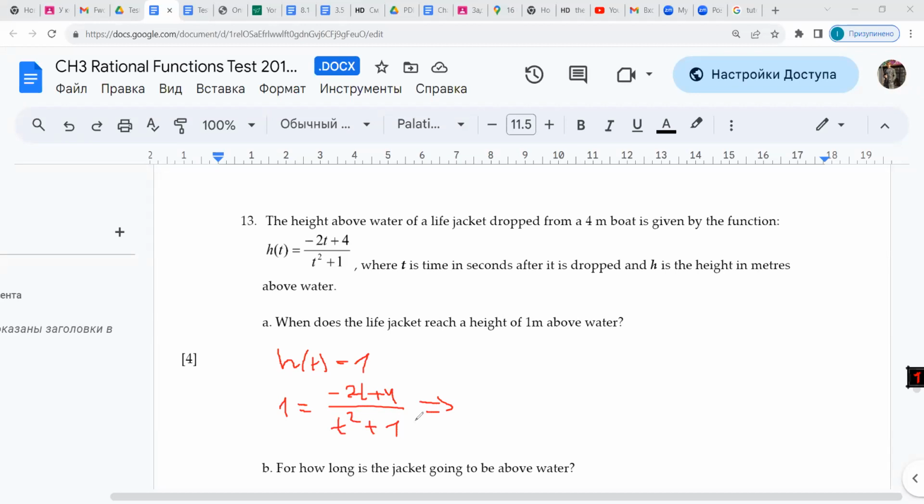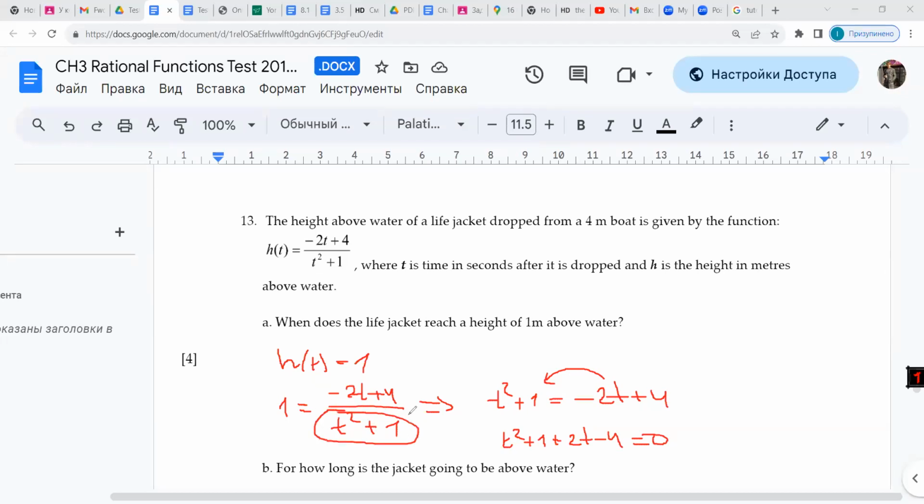The easiest way to solve it is like a normal quadratic equation. We should set one side equal to 0 first. What I would do is multiply the left and right hand sides by t squared plus 1 in order to get rid of the fraction. So I would have t squared plus 1 equals negative 2t plus 4. Now move all of the terms to one side. t squared plus 1 plus 2t minus 4 equals 0.